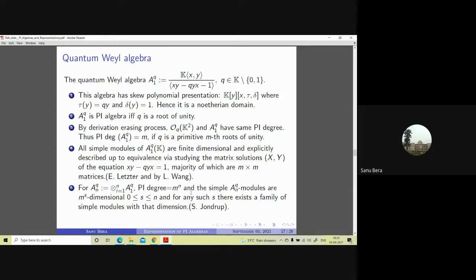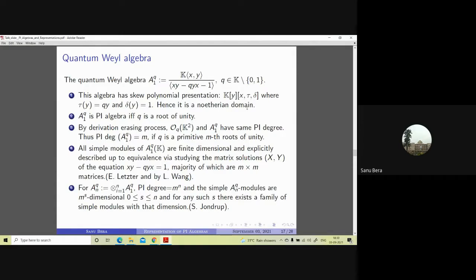And now moving to the quantum Weyl algebra. This algebra has a nice skew polynomial presentation, the same as the quantum affine space. And likewise, if q is a root of unity, then this algebra will be a polynomial identity ring.